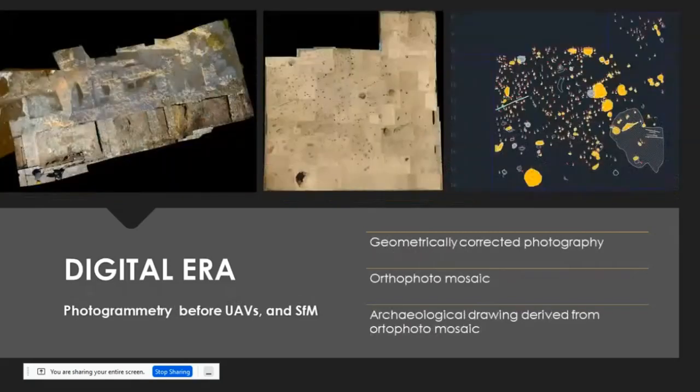This slide shows the results of photogrammetric single image techniques. This is geometrically corrected photography. After that, you can make one orthophoto mosaic. This one is made from around 200 photos or something. It was a very hard working process at that time. And here is an archaeological drawing, which is derived from this single image processing.